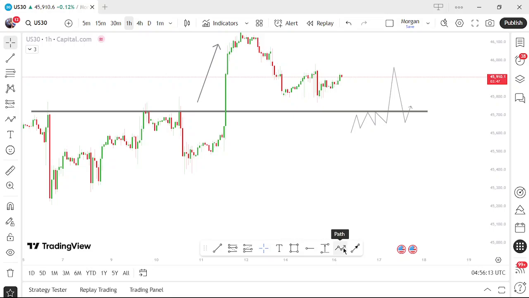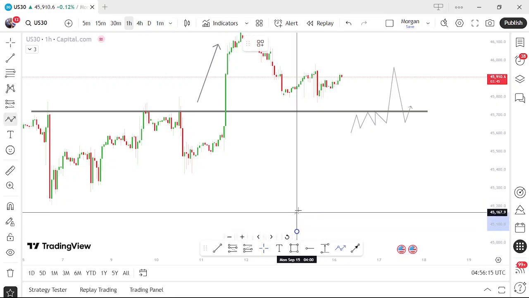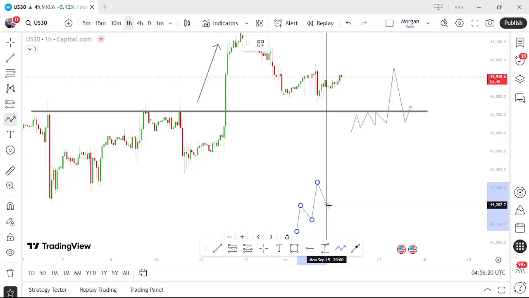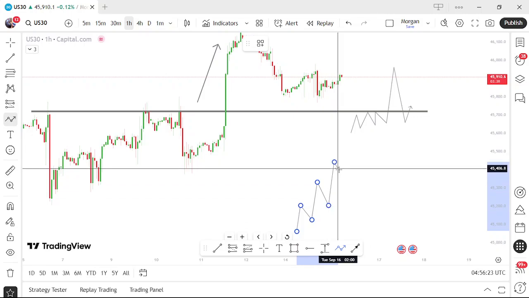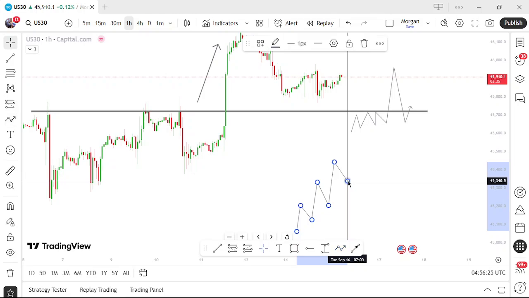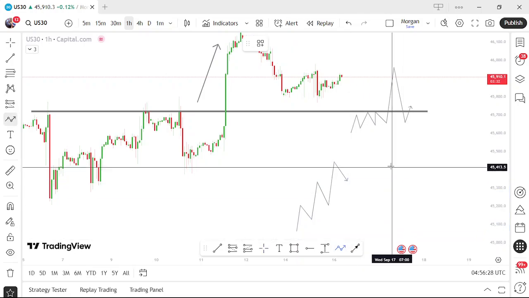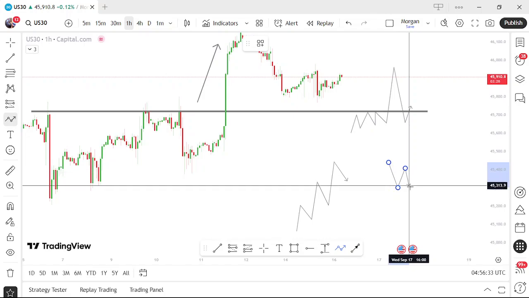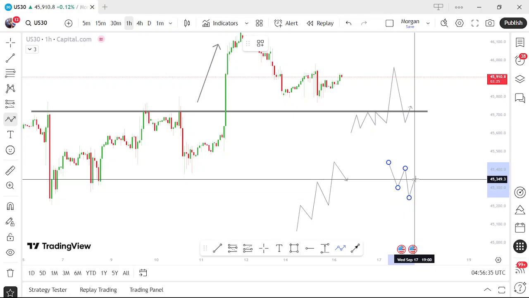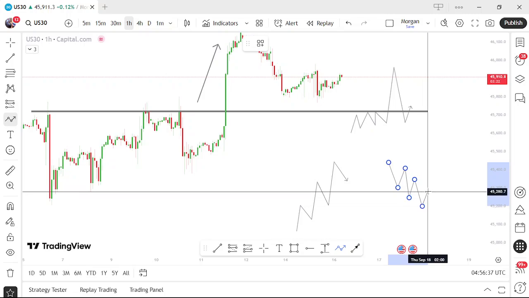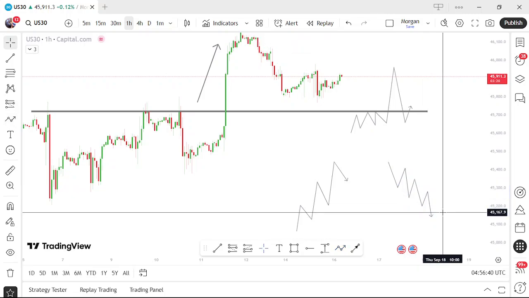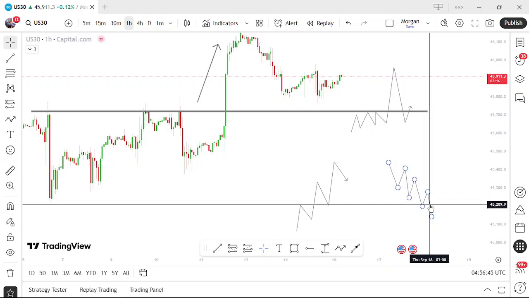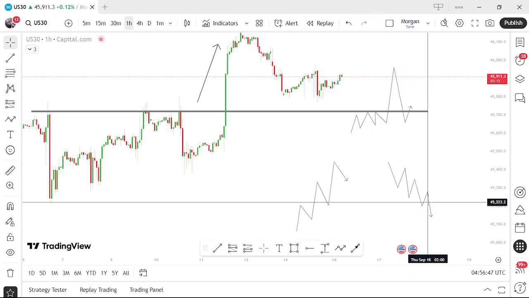You know that when price is trending upside, it's going to be making higher highs and higher lows, and higher highs and higher lows, right? If it's trending downside, you're going to be making lower lows and lower highs, and lower lows and lower highs. So this is an uptrend because it's making higher highs and higher lows. This is a downtrend because it's making lower lows and lower highs.